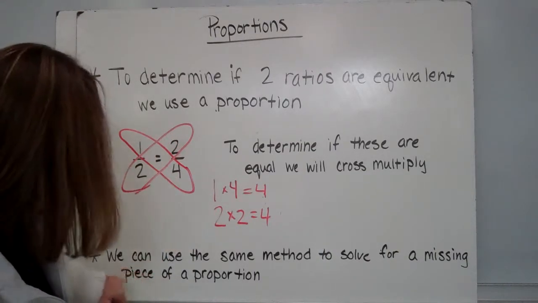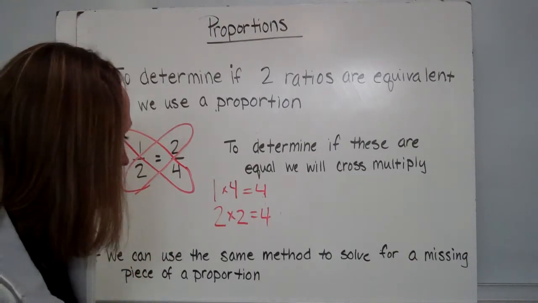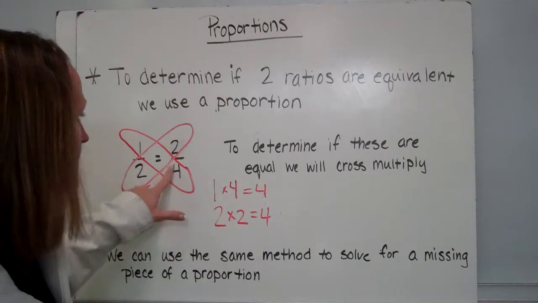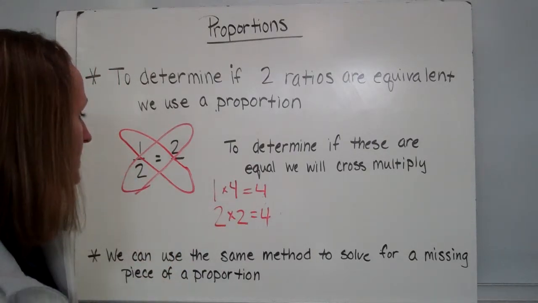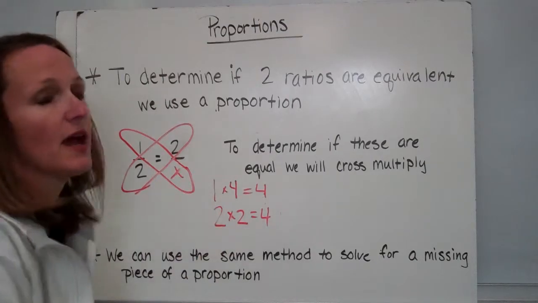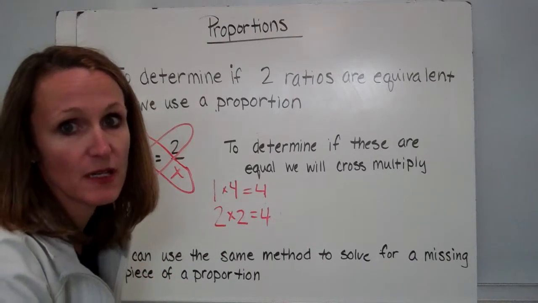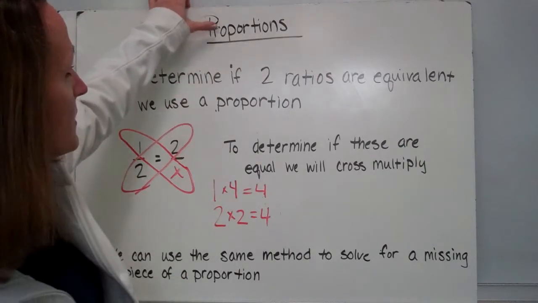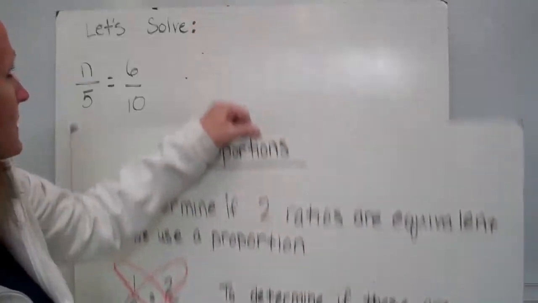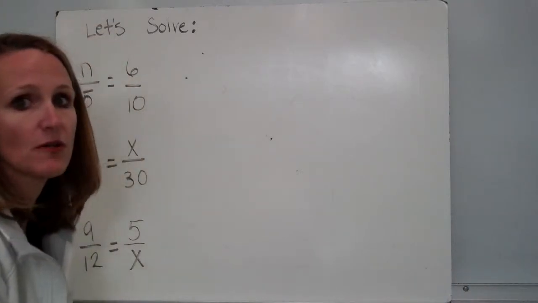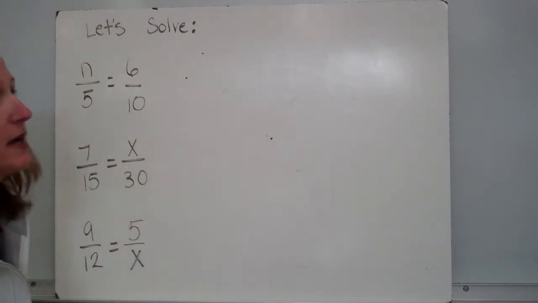It makes a big X. We can use the same method to solve for a missing piece of a proportion. So let's say that this 4 hadn't been here, and instead it had been an X. We could have cross multiplied and solved using a type of equation. So let's look at something like that. In this case, we want to cross multiply and solve.